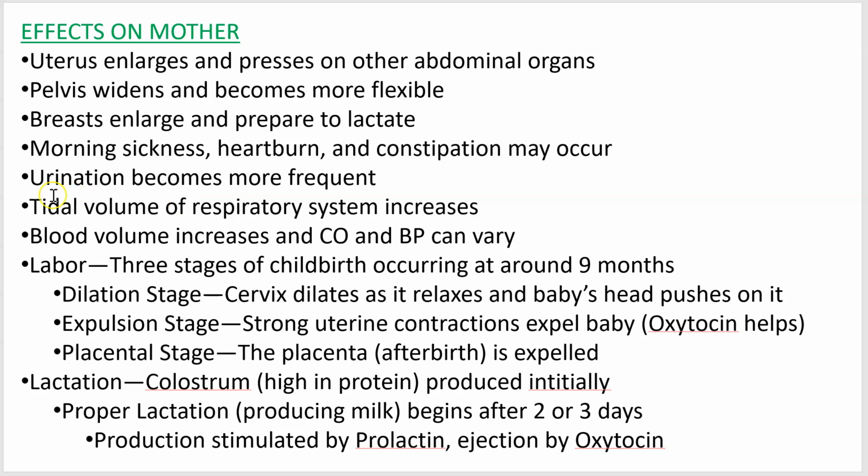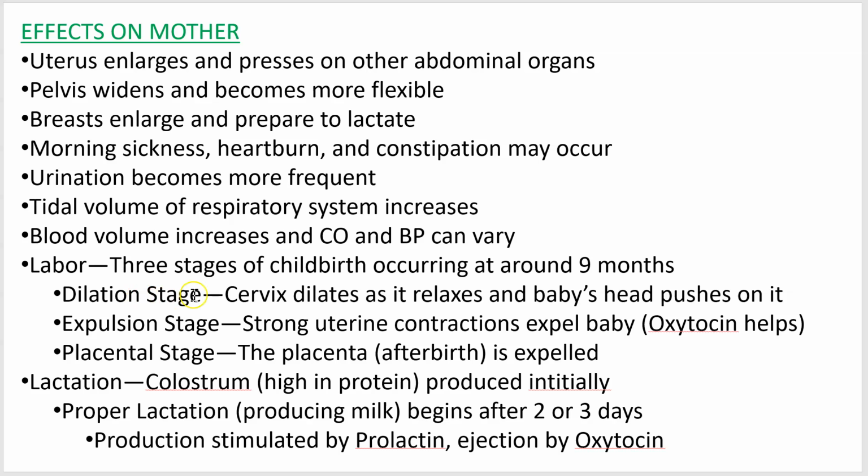Your tidal volume increases because you're breathing for 2, so you naturally just breathe deeper. Your blood volume increases in case you lose any during childbirth. Your CO2, cardiac output and blood pressure can vary. They go up or down depending on the stage. And then lastly, hopefully we get to labor. Labor is basically childbirth, and there are 3 stages of it that occur about 9 months after fertilization.